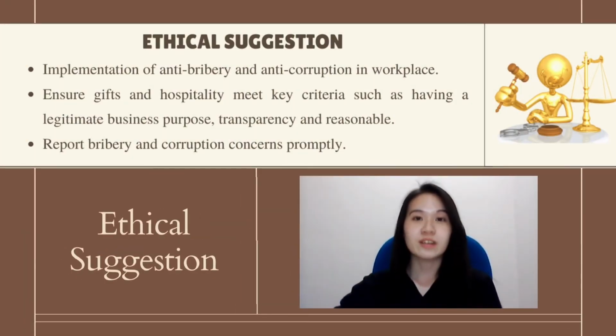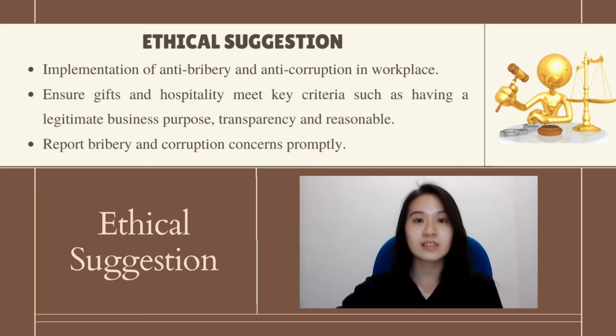Moving on, there are a few suggestions suggested to overcome the ethical issues. The first ethical suggestion would be to implement anti-bribery and anti-corruption policies in the workplace. This is to make sure that the company staff understands the company rules and expectation around bribery and corruption. They need to know what is and what isn't acceptable concerning gifts, hospitality, donations, sponsorship, and political donations.